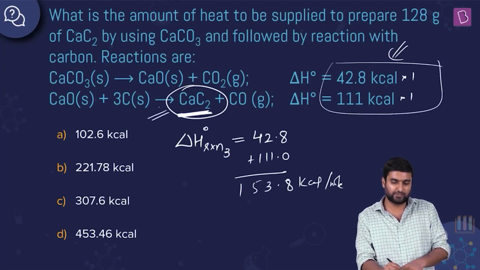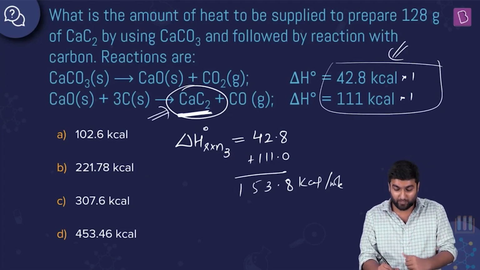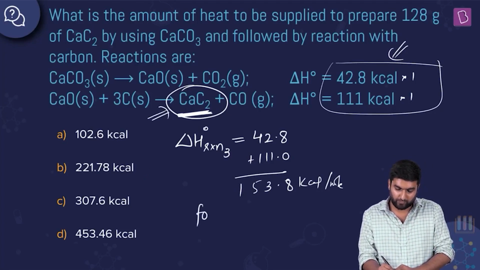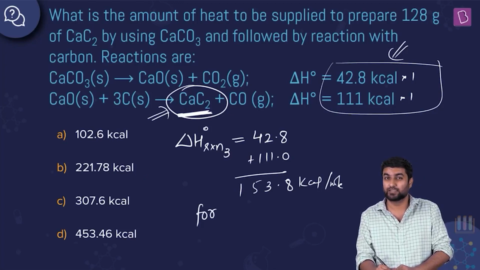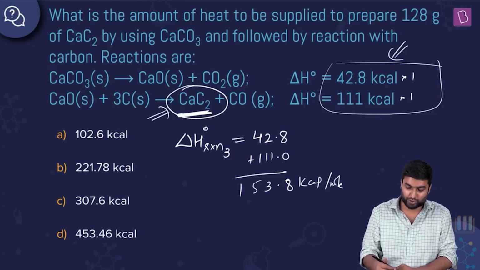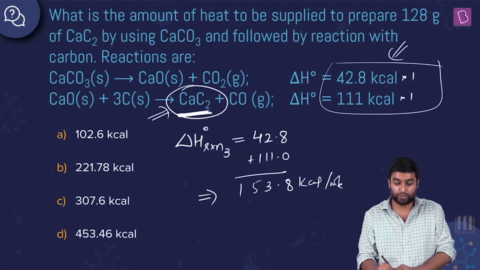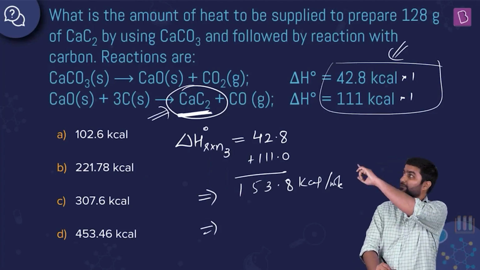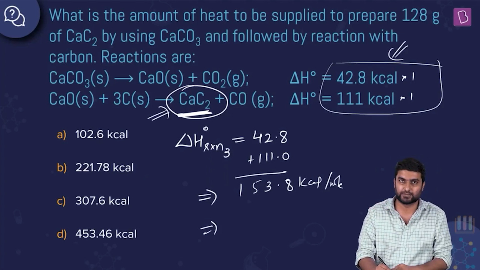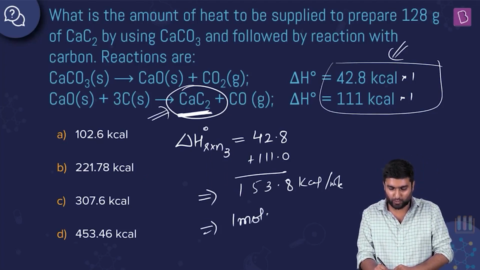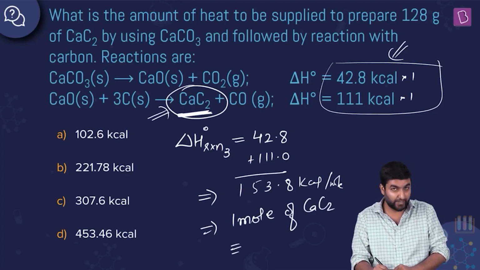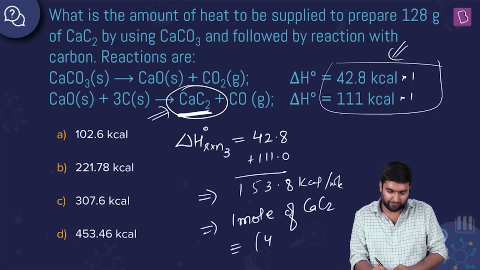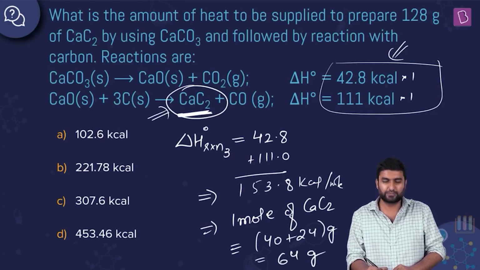Sorry, all of these values are per mole. And as you look at the reaction, we see that 1 mole of CaC2 is getting formed. This much energy should be provided for the formation of 1 mole of CaC2 via this reaction sequence. So 1 mole of CaC2, how many grams is that? That is equivalent to 40 plus 24 grams, correct? So that is 64 grams?